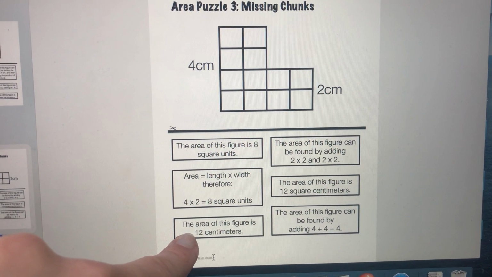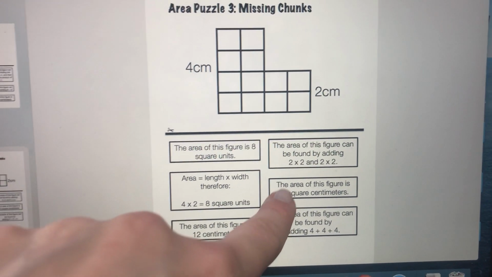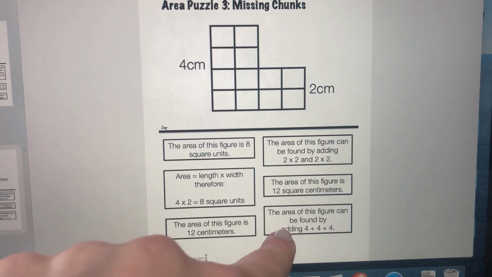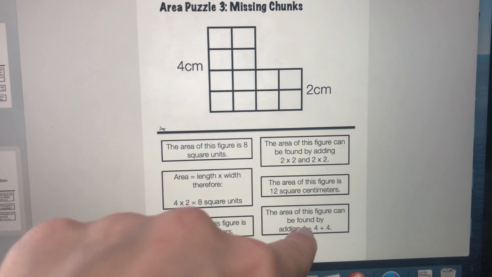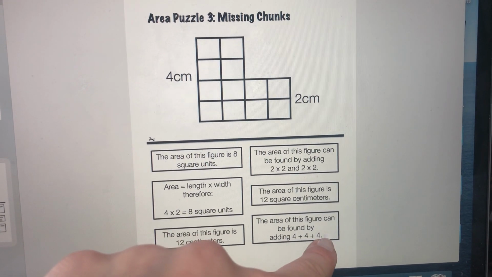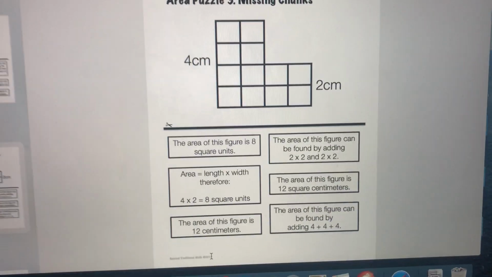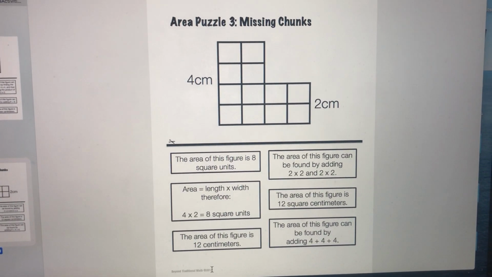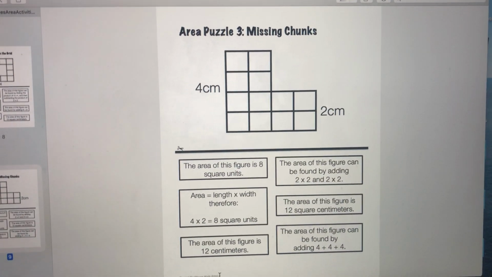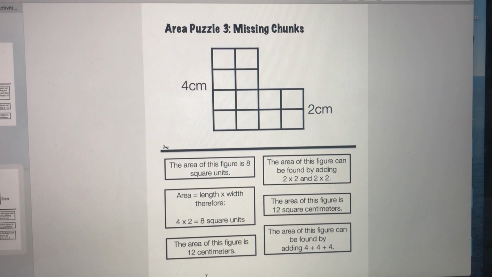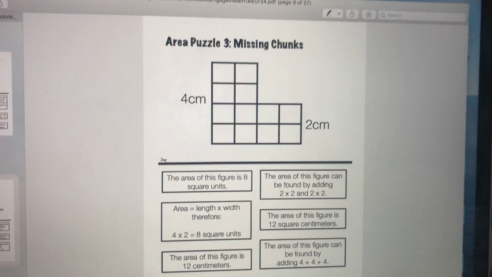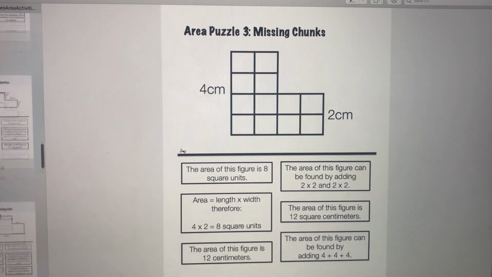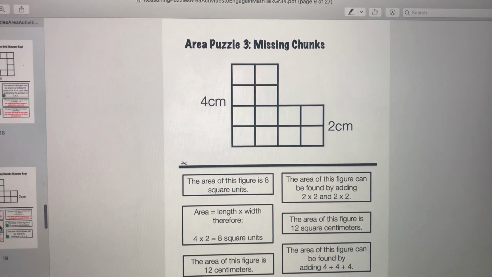This one says the area of this figure is 12 centimeters. This one says the area of this figure is 12 square centimeters. The area of this figure can be found by adding 4 plus 4 plus 4. Is that true or false? Can you add 4 plus 4 plus 4 and get it? If you need some quiet thinking time, go ahead and pause the video. I'm going to move us to the descriptions of the true or false.